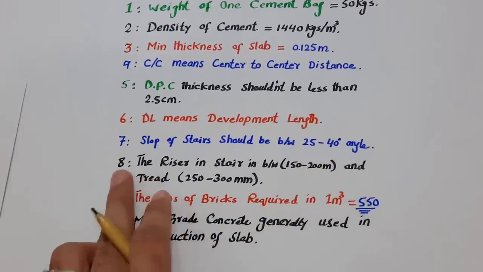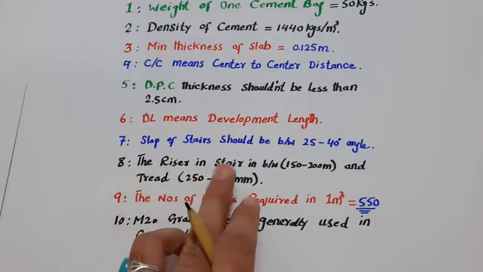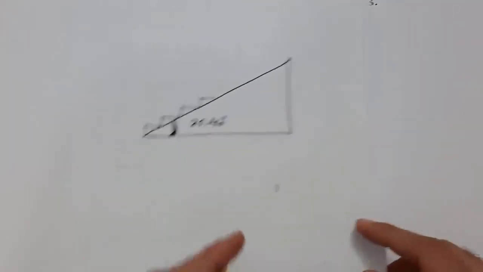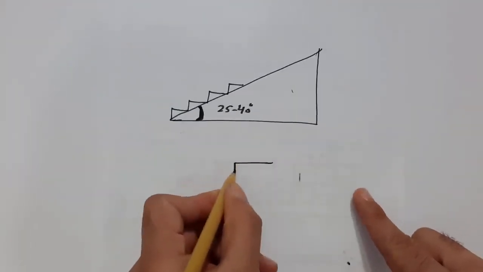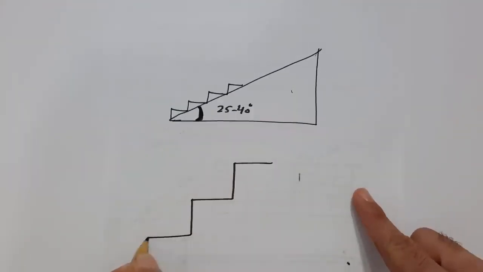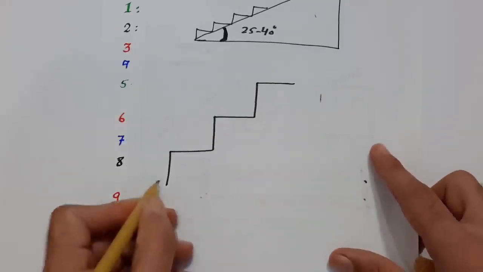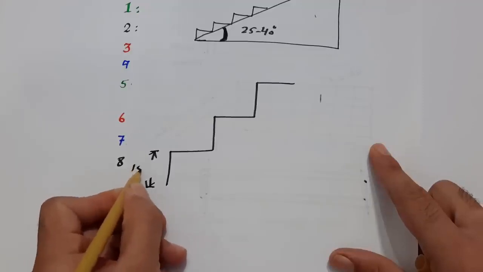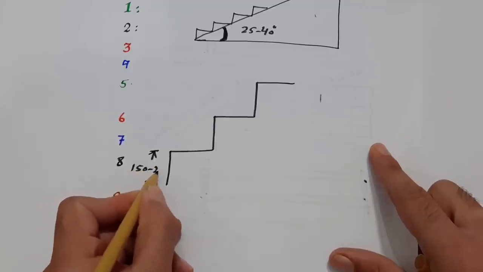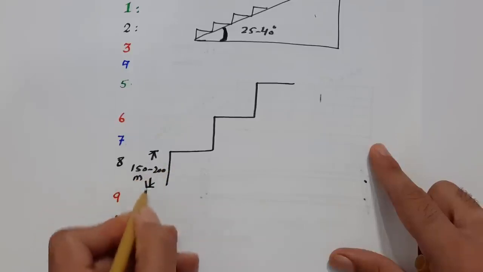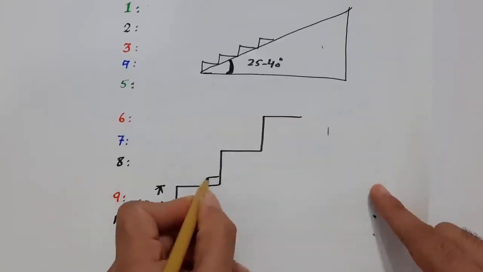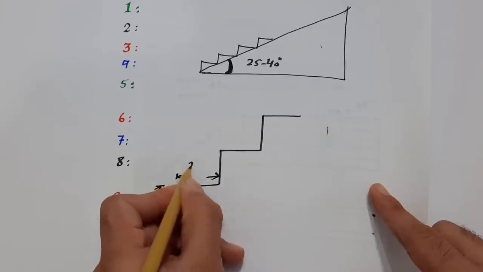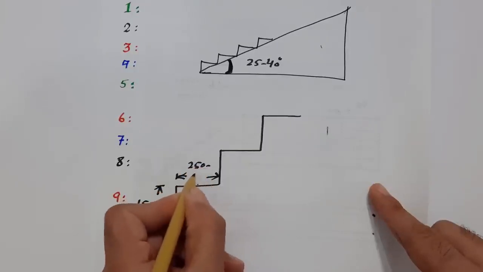Next one, guys, the eighth, is the riser and tread of stairs. Riser means, as you can see, in the steps, this is called the riser, and it should be between 150 to 200 millimeters in height. And the next one, this is called the tread, and the tread should be 250 to 300 mm.